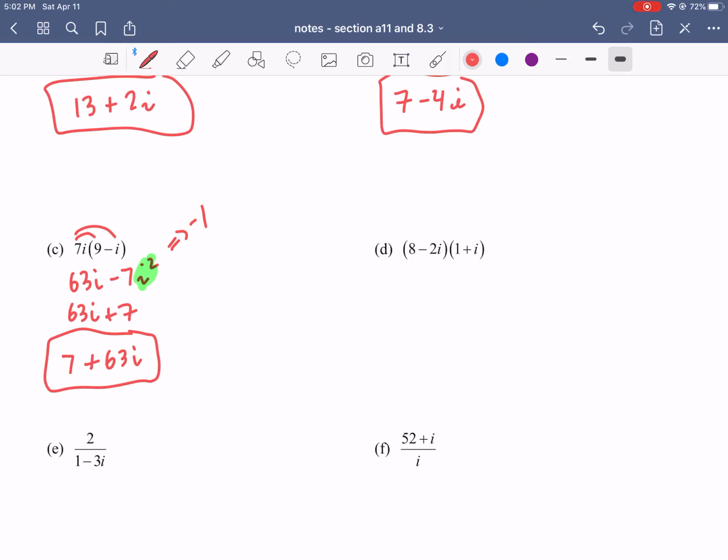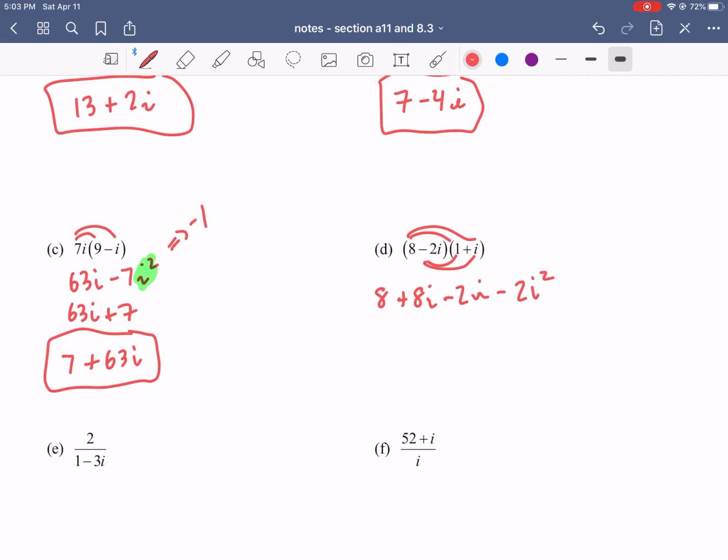Okay, on letter D, we've got two binomials, which means we're going to have to FOIL this out. Starting with the first terms, 8 times 1 gives me 8. 8 times i gives me 8i. -2i times 1 is minus 2i. And so I see now I've got some like terms to collect. And then -2i times i is going to be minus 2i squared.